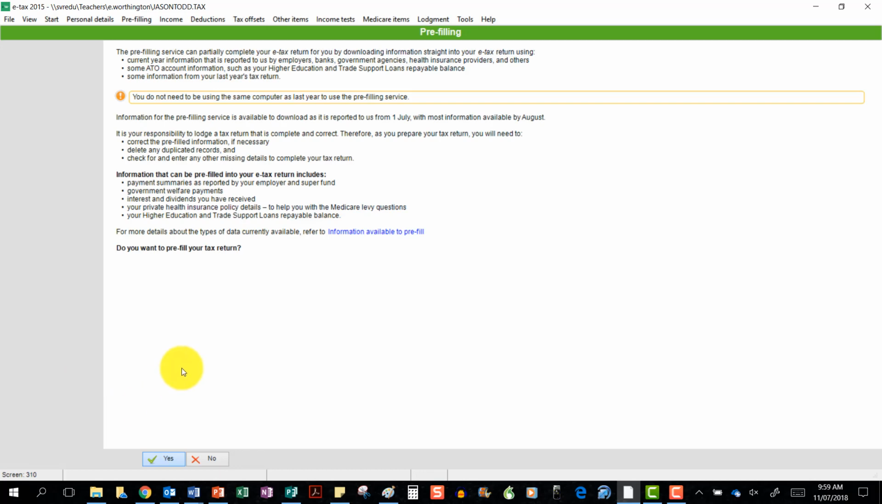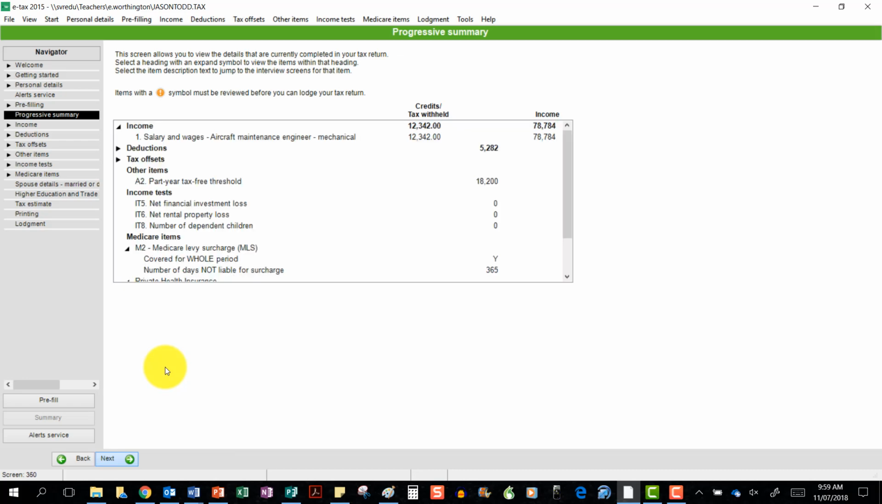Clicking next. No, we can't pre-fill. This is a make-believe person, so no pre-filling allowed. And we move on from there. Now I've already entered this, so my progressive summary is complete, but you won't have one.